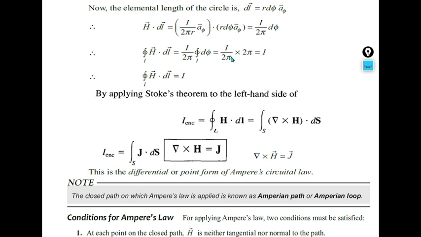So we can put it here. I by 2 pi closed line integral d phi is equal to I by 2 pi into 2 pi, so I. So we can prove here that the closed line integral H dot dl is equal to I enclosed.